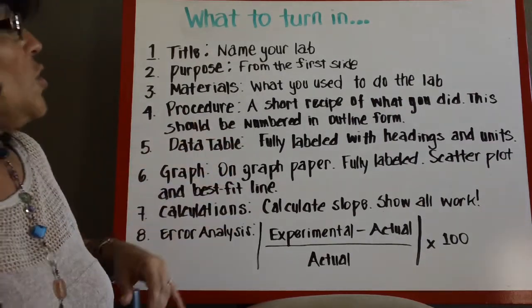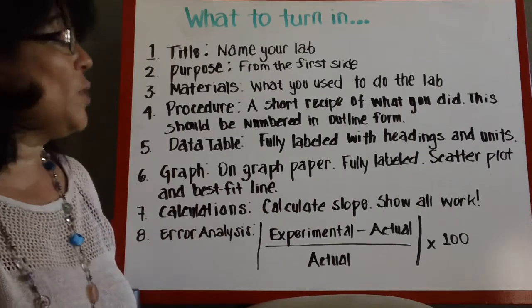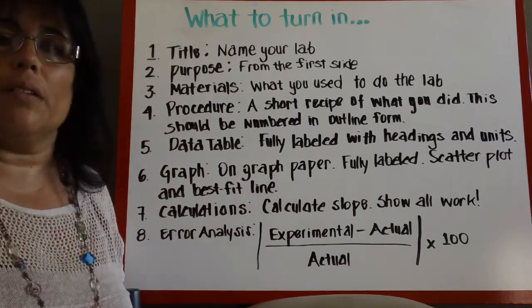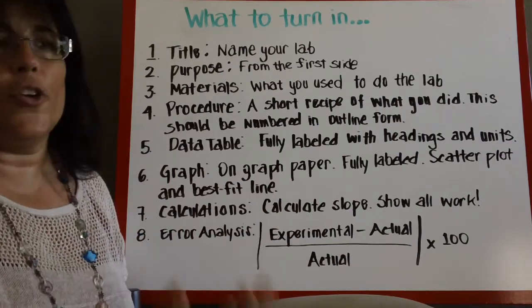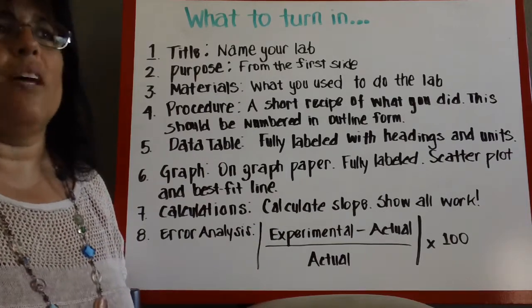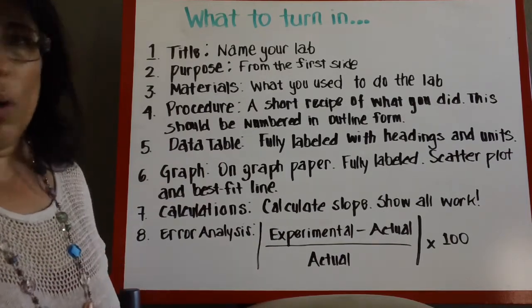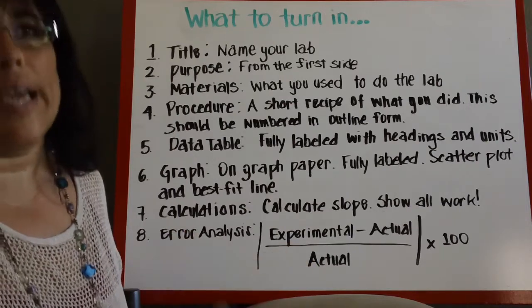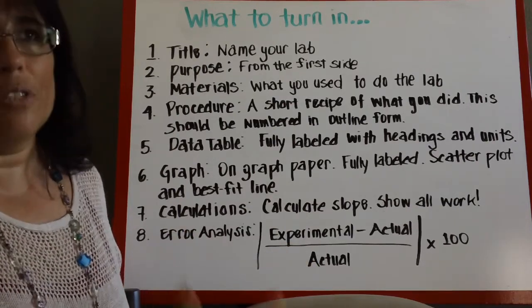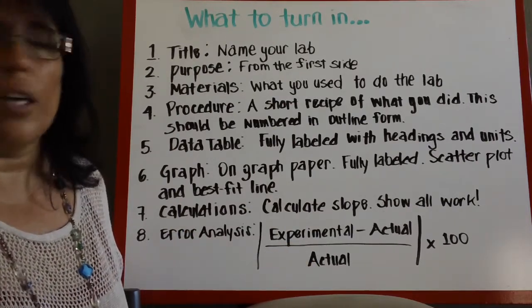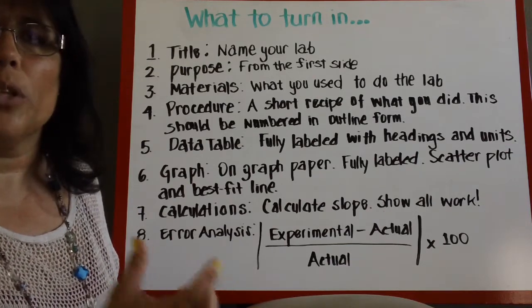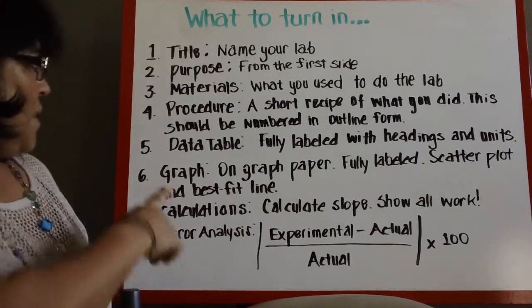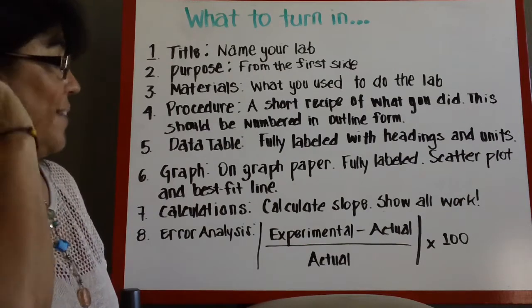The procedure is just a short recipe of what you did, and this should be numbered in outline form. Number 1, procured all my equipment. Number 2, measured object number 1, determined the diameter. Number 3, determine the circumference. Just short little blurbs of what you did. And number 5, you're going to create the data table.